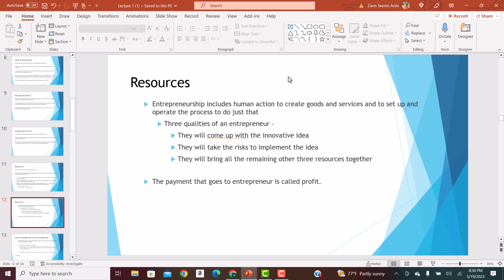And finally, the entrepreneur will be the one who will be bringing all the other three resources, land, labor, and capital, together to assemble and combine everything to produce the final goods. So that's the entrepreneur. This is the most valuable type of resource in a market economy. And the payment that goes to an entrepreneur is called profit. So there are four types of resources: land, labor, capital, and entrepreneurs. These are inputs that go into the production process to produce the final goods and services, and basically they are needed. And we all know that these are limited in quantity.